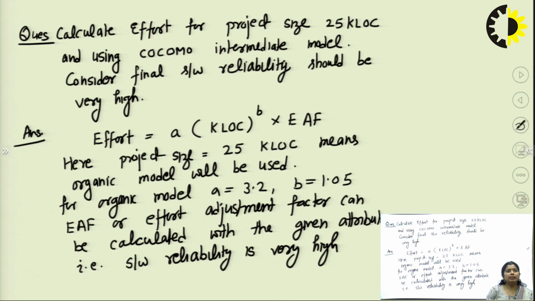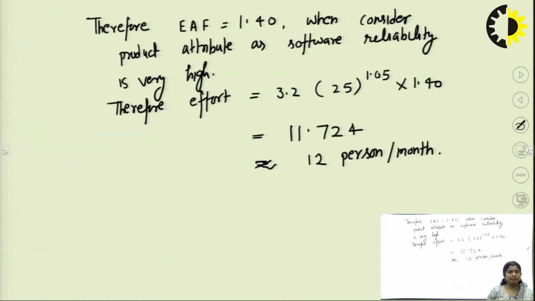So, in this particular effort adjustment factor, we can use it because the software reliability is very high. We can calculate this as 1.40, that is 3.2 power into kilo lines of code, or project size, power B, that is 1.05, into the effort adjustment factor. The software reliability is very high, which comes from that particular table, that is 1.40.